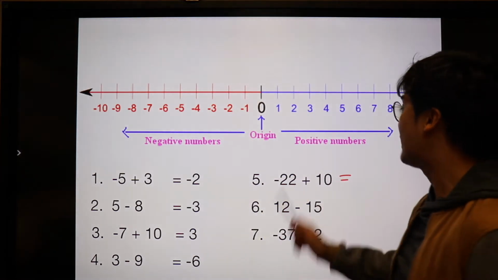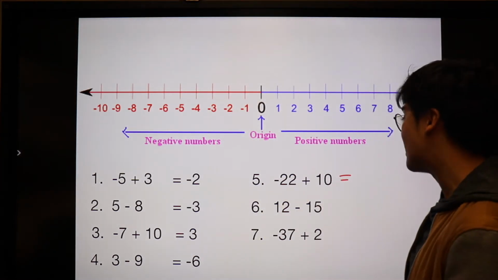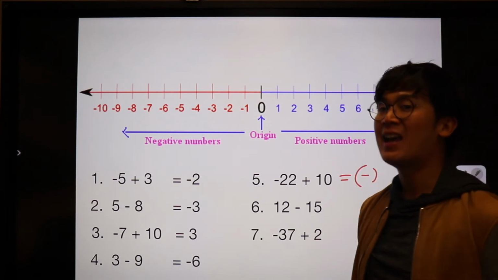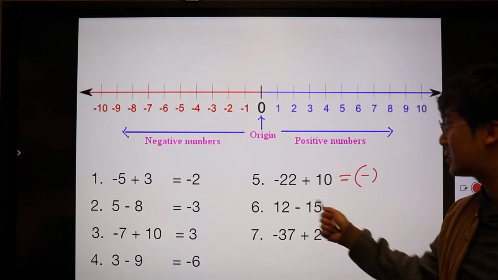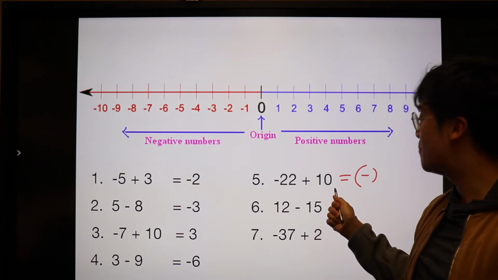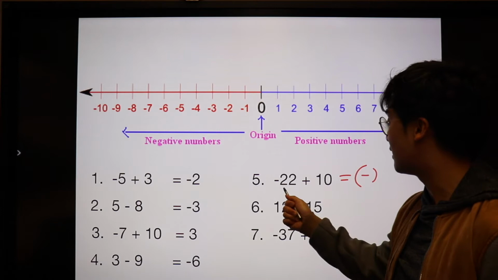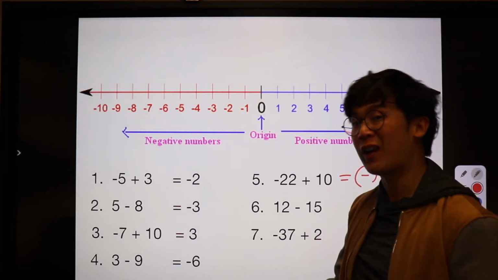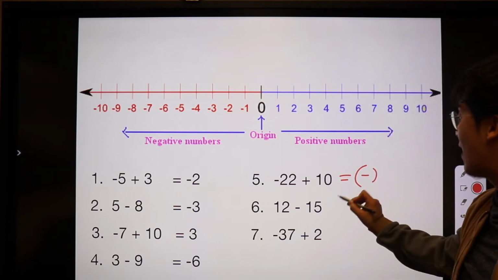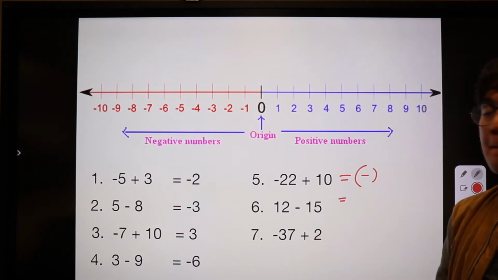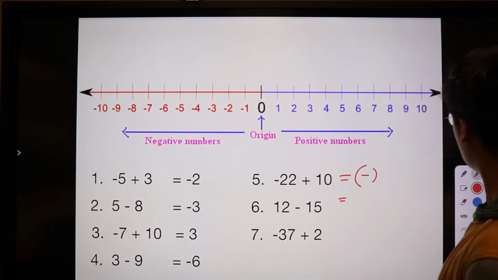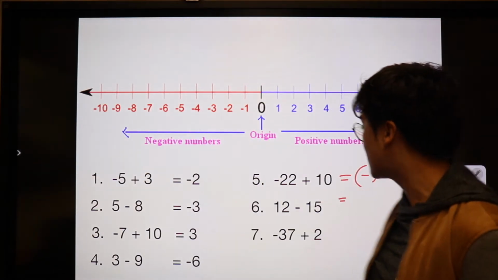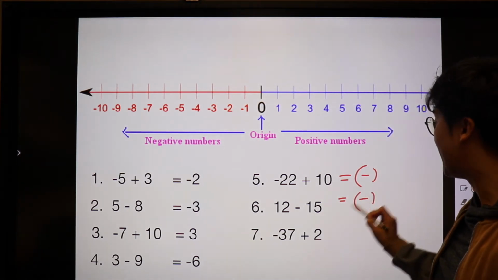And in this case, negative 22 plus 10, our answer would become a negative number, or would stay as a negative number, because positive 10, or the movement to the positive direction, is not going to reach beyond 0. That's why your answer is still going to be negative. And for number 6, 12 minus 15, you start at 12 and you move 15 units going to the negative direction. So your answer here will be negative as well.